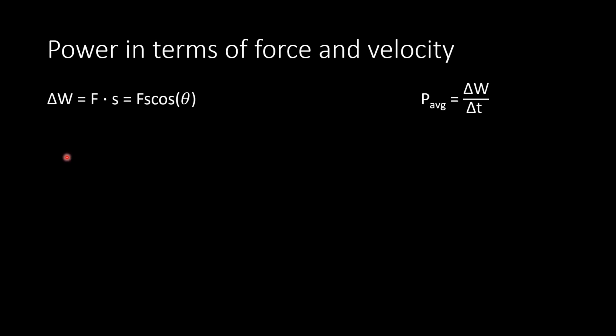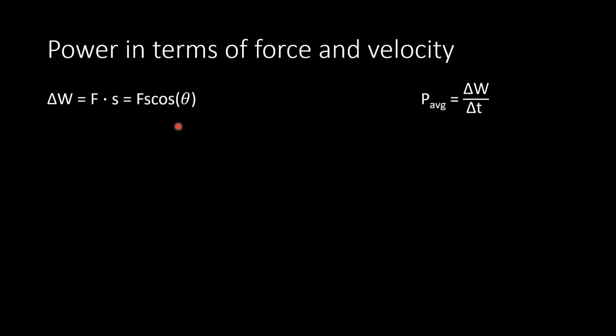To make our power formula more useful, we can introduce the force and velocity into the equation. As we previously learned, work is equal to the dot product of the force and displacement, which is another way of saying that it is equal to the force times the displacement times the cosine of the angle between the force vector and the displacement vector.